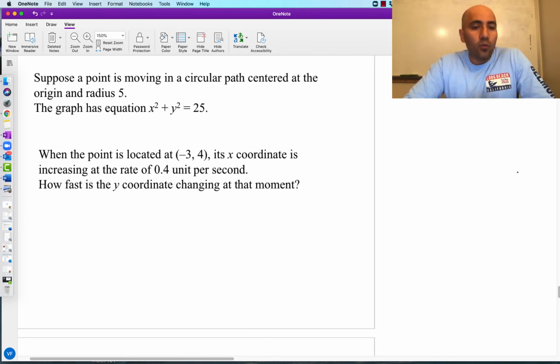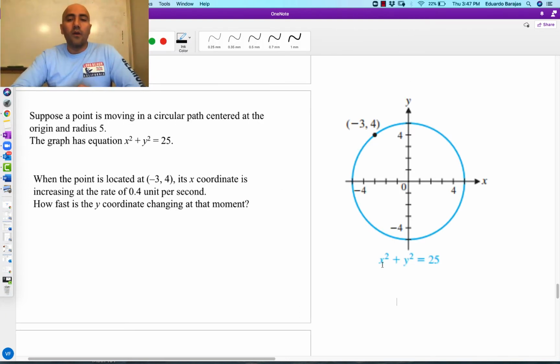How fast is the y-coordinate changing at that moment? Okay, so let's start by doing a little picture. So here's a nice graphic your author provided. We have a nice circle centered at the origin. The radius is 5 units. Let's put it in here, put it in green.